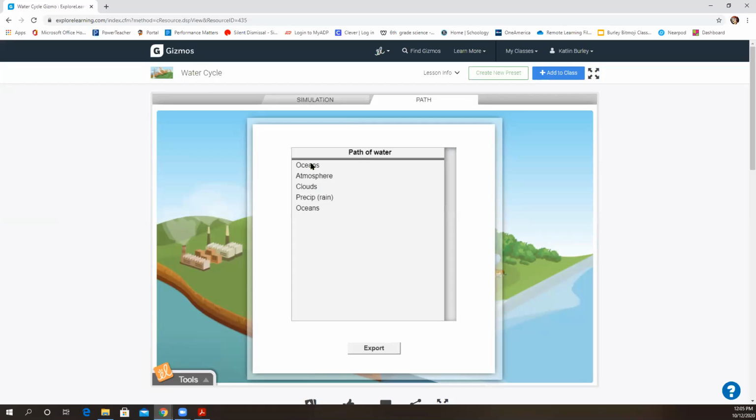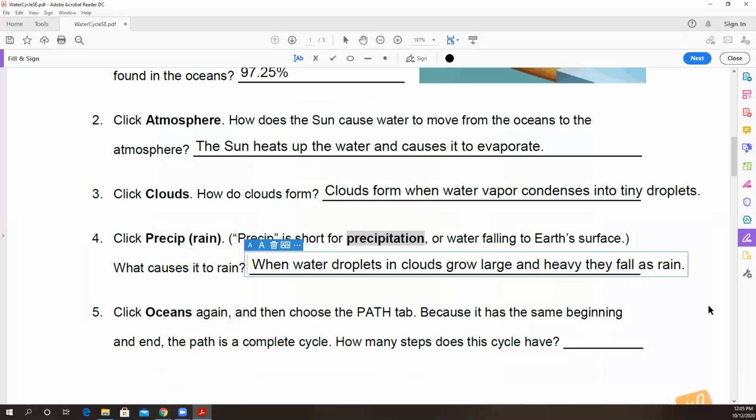Like a bicycle, right? A bicycle has two wheels. A wheel has no set beginning or end. That's why it's called a cycle, right? So do you guys see how it says oceans, starts at oceans and ends at ocean? All of your water cycles should do that. All of yours should do that.